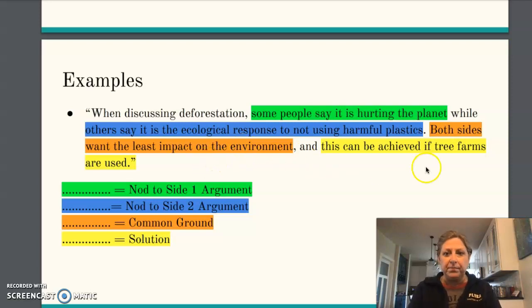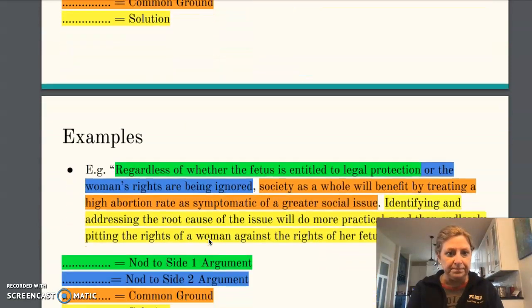So continuing, both sides want the least impact on the environment, and this can be achieved if tree farms are used. Solution. So your Rogerian thesis statement, if you want to use this template and you just fill in your information, perfect. It'll get you where you need to go for this paper. You're going to have a nod to side 1. You're going to have a nod to side 2. You're going to find some common ground, and then you are going to come up with a solution. Okay? Here's another example.